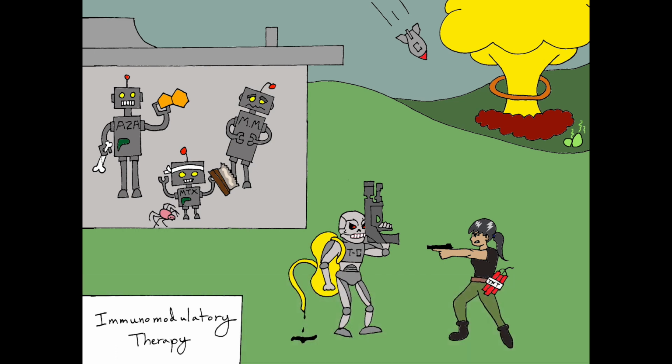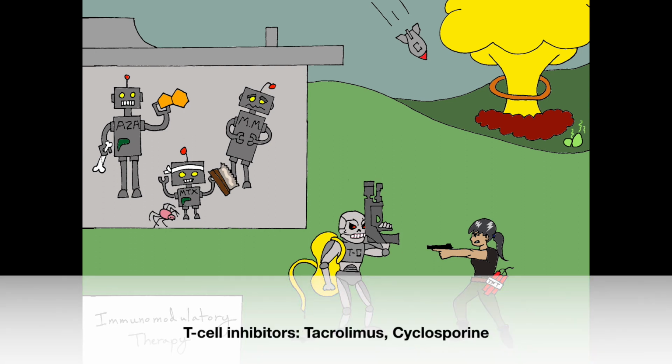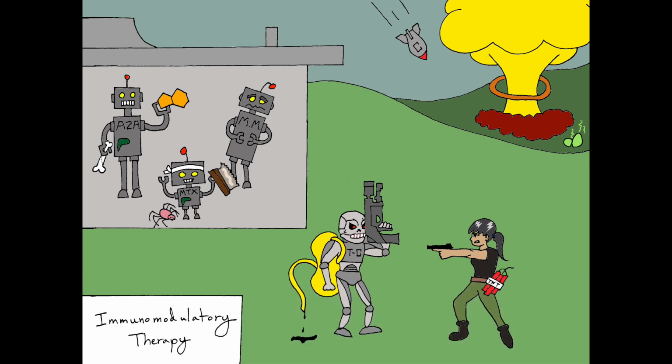We're going to move on to the T-cell inhibitor Terminator. This class of medication is made up of tacrolimus and cyclosporin. Tacrolimus T, cyclosporin C, and they are T-cell inhibitors. So I've written on our Terminator TC on his chest. Tacrolimus and cyclosporin are known for their nephrotoxicity. Tacrolimus a little bit less than cyclosporin.